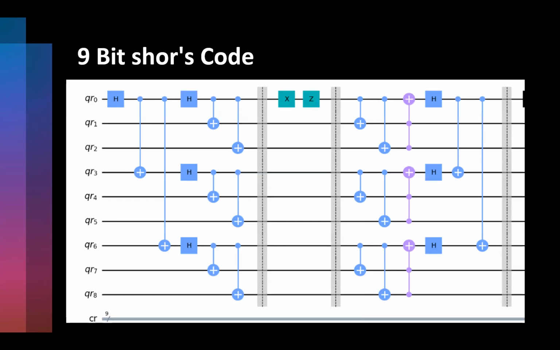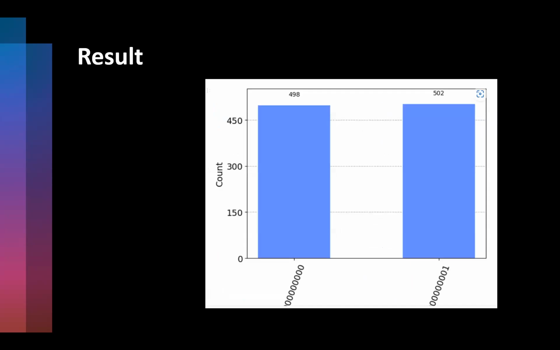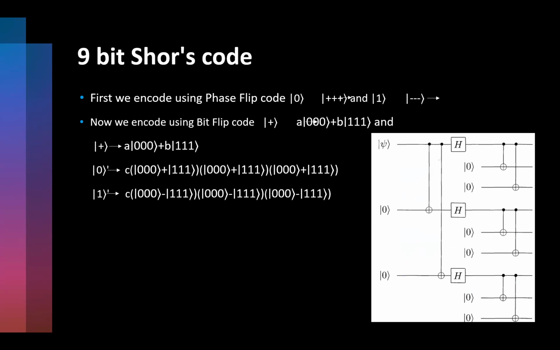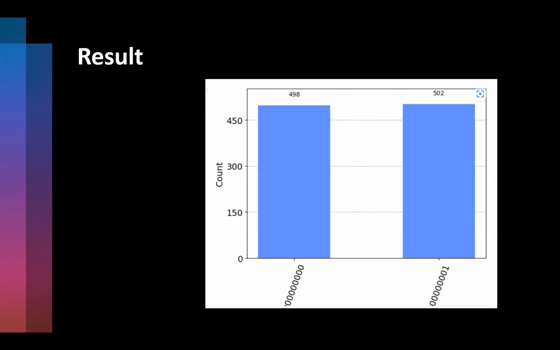We had applied a Hadamard gate on the 0th qubit, it will become 0 and 1, in equal probability, that is 50-50. So we get this result. But this 9-bit Shor code can only correct one error. So we get a result like this. But we also have other errors, like measurement errors, gate errors, and all this. Due to that, error is still in this.